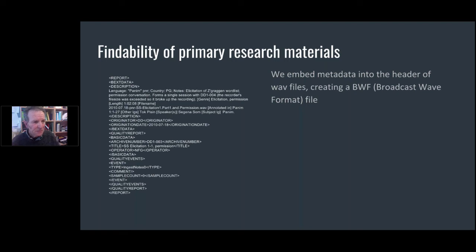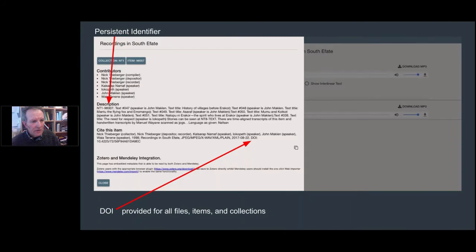And you can see a little snippet of XML there, which is extracted from our catalogue and inserted into the WAV file before it's all sealed up and put into our collection. We use persistent identifiers of various kinds. Because the collection started, as I say, 15 years ago, we have an internal persistent identification system, which is a collection followed by an item number.